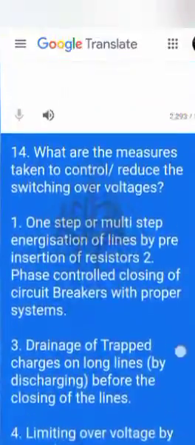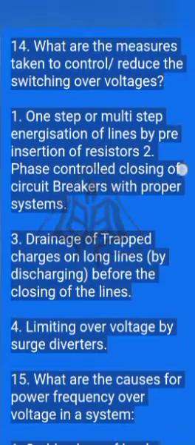14. What are the measures taken to control or reduce the switching overvoltages? 1. One-step or multi-step energization of lines by pre-insertion of resistors. 2. Phase-controlled closing of circuit breakers with proper systems. 3. Drainage of trapped charges on long lines, by discharging before the closing of the lines. 4. Limiting overvoltage by surge diverters.